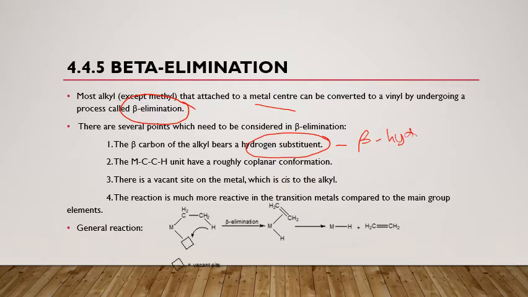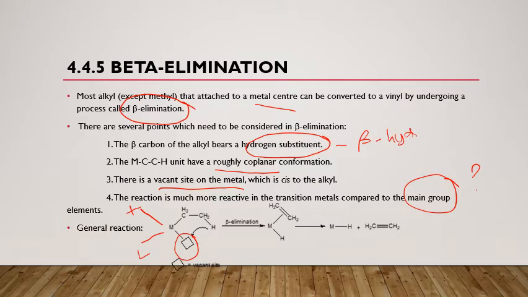The second is that the M-C-C-H unit has a roughly coplanar conformation. They are almost in the same plane. Third, there is a vacant site on the metal which is cis to the alkyl. There needs to be a vacant site on the metal, cis to the alkyl. It cannot be in the position trans to the alkyl. This position is okay, this position is not okay. The reaction is much more favorable in the transition metals compared to the main group. Why? We look at it later.